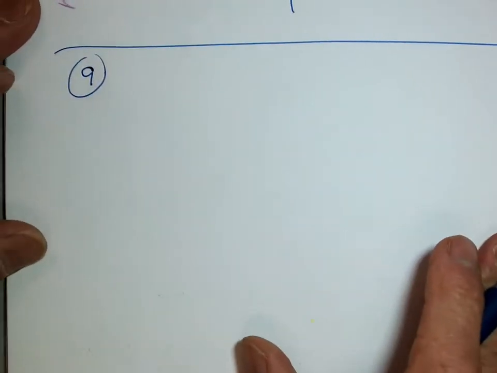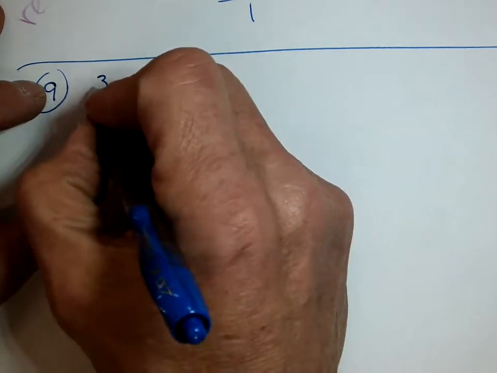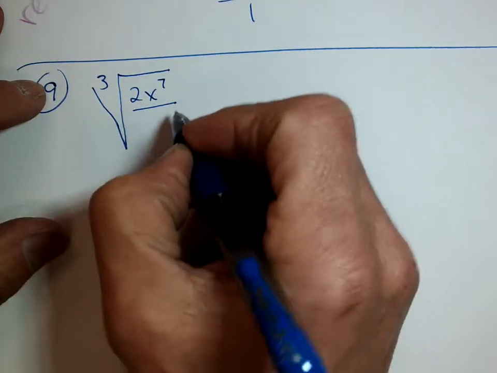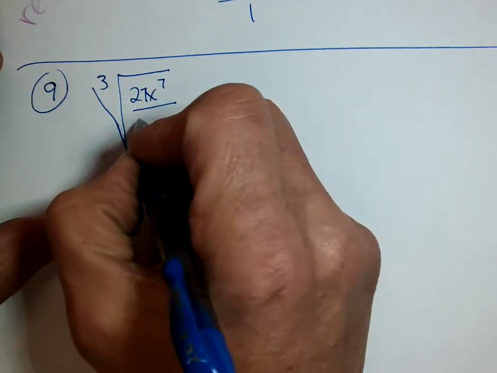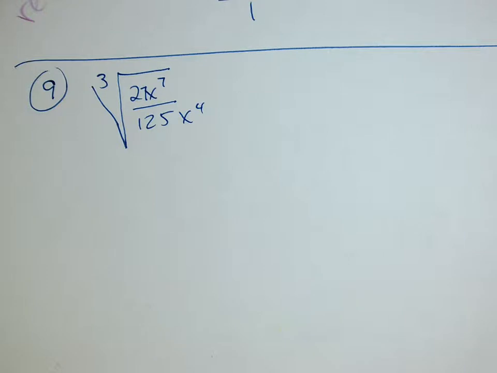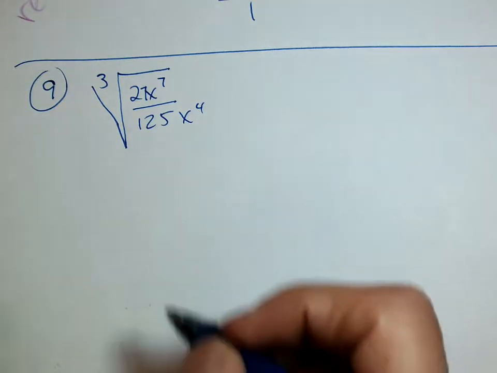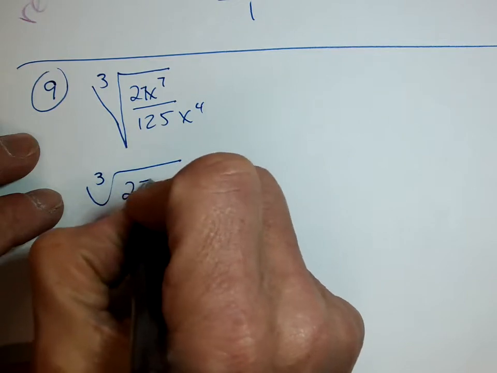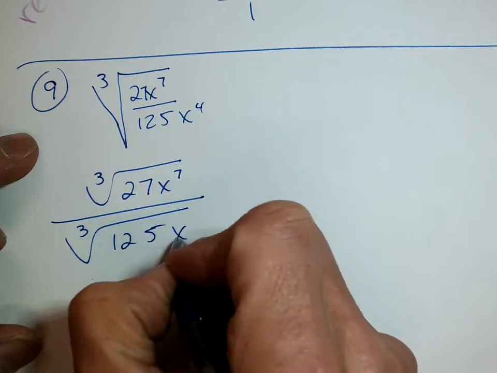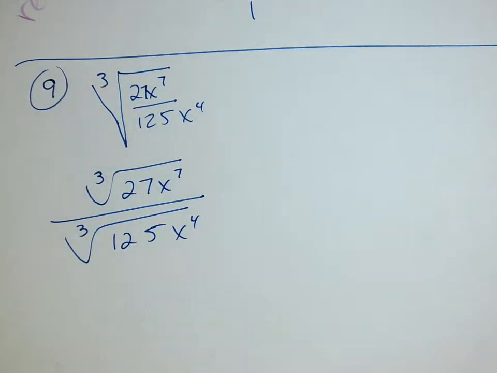Okay, ready for 9? Okay, number 9. Ben, here we go. We have the cube root of 27 x to the 7th over 125 x to the 4th. So what I want to do is break it up into 2 separate problems: a cube root of 27x to the 7th over a cube root of 125x to the 4th. We'll break it up into 2 parts. Top part, bottom part. Numerator, denominator.